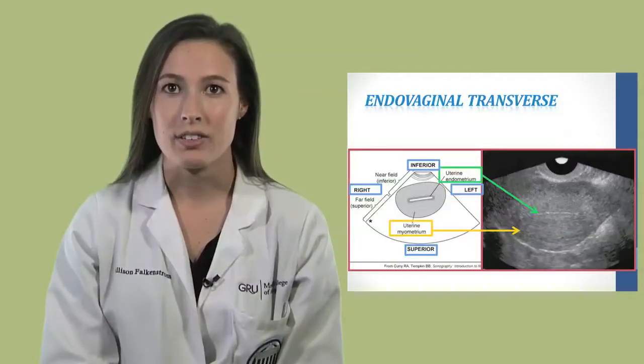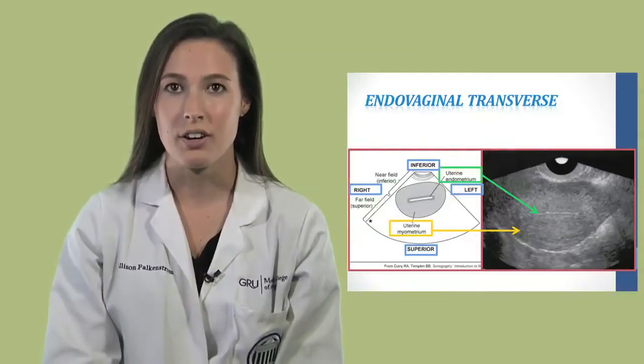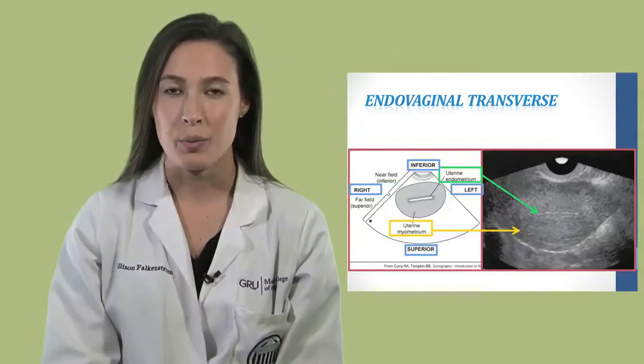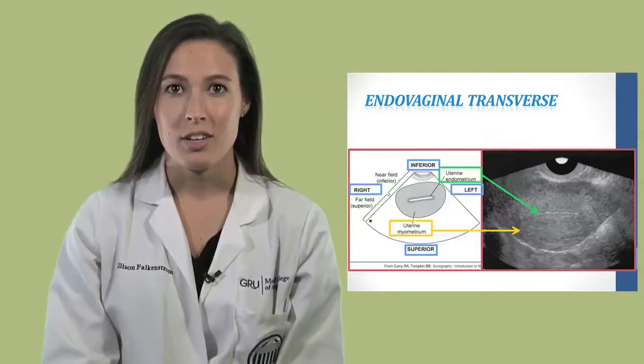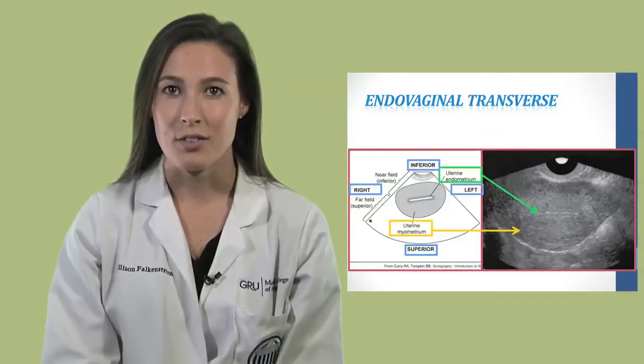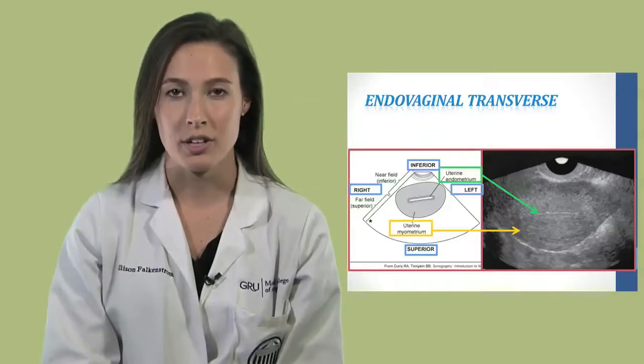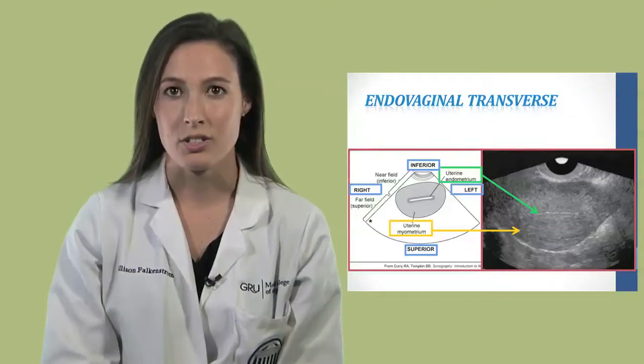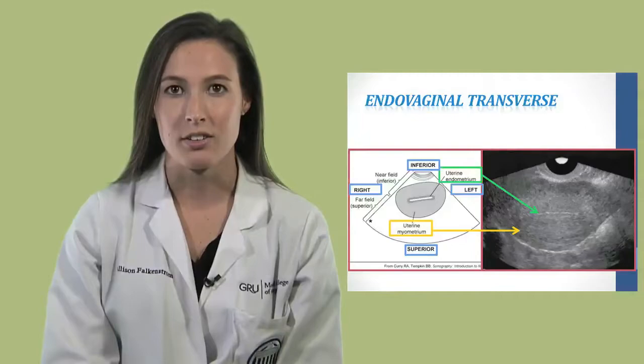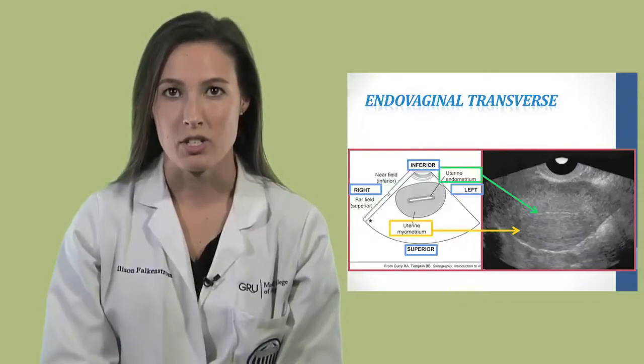To examine the pelvis in the transverse view, you should rotate your hand 90 degrees counterclockwise so that your thumb and marker point towards the patient's right. You will now be seeing a cross-section of the uterus. In the transverse image, the top and the bottom of the screen are still inferior and superior respectively, as in the longitudinal image. However, this time the left side of the screen is the right side of the patient, and the right side of the screen is the left side of the patient.